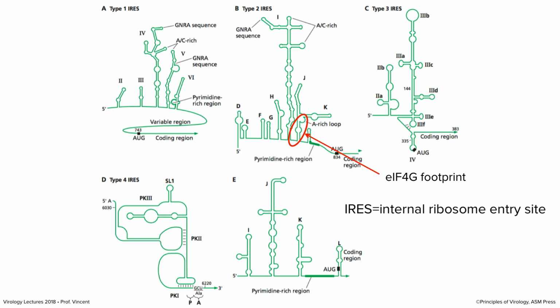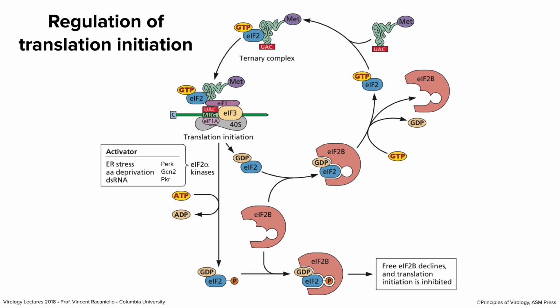So it does not require a cap, it doesn't require EIF4E at all because there's no cap, it does not require the N-terminus of EIF4G. So that's why that particular mode of shutoff works by cleaving EIF4G. Other viruses do it in other ways because not all viral mRNAs are uncapped.